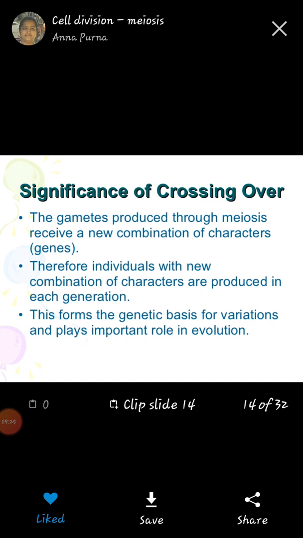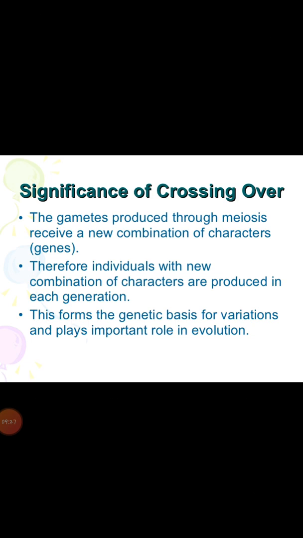Then the significance of crossing over. This crossing over is most significant. The gametes produced through meiosis receive a new combination of characters or genes. Therefore, individuals with new combinations of characters are produced in each generation. This forms the genetic basis for variation and plays an important role in evolution. So crossing over is most important in variation and evolution. It is also most important in heredity.